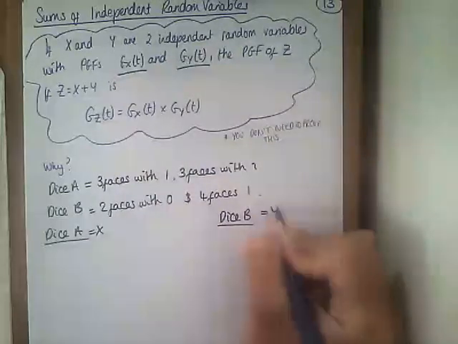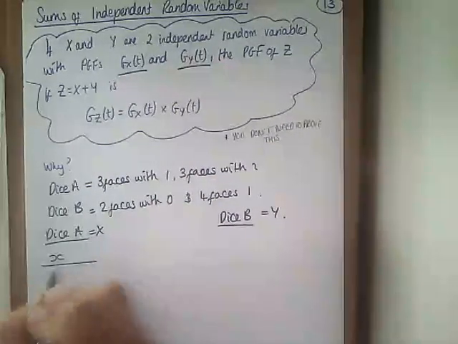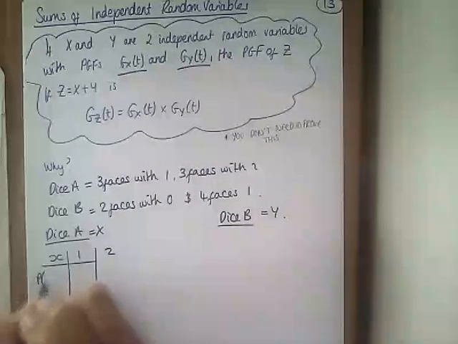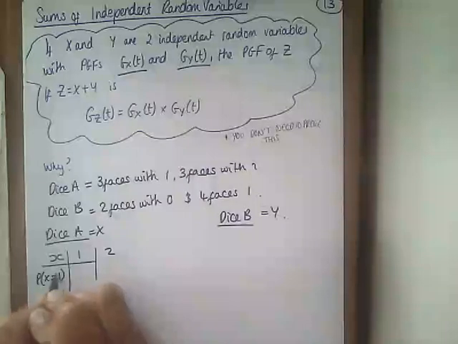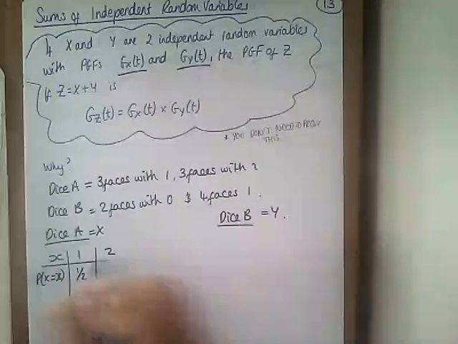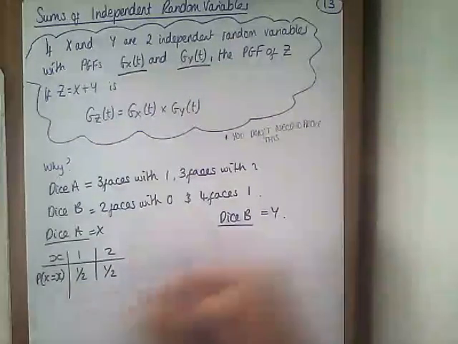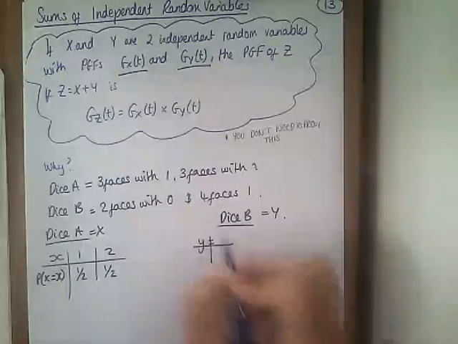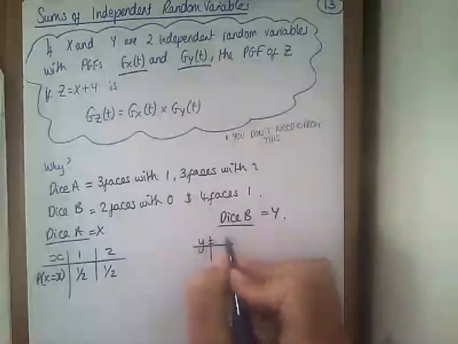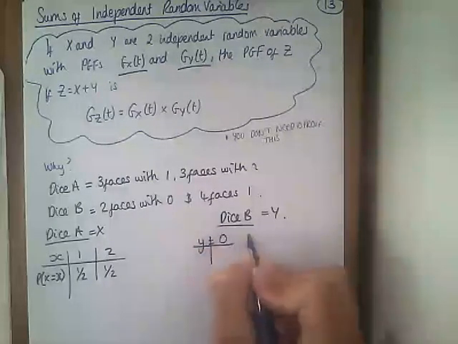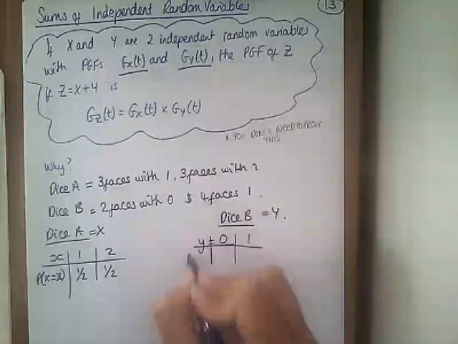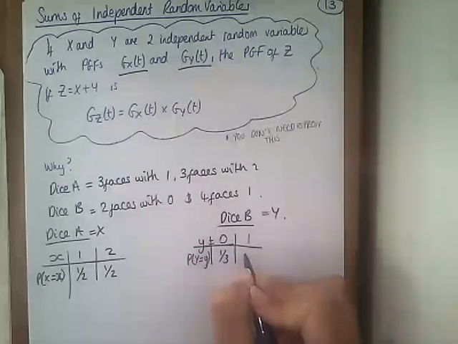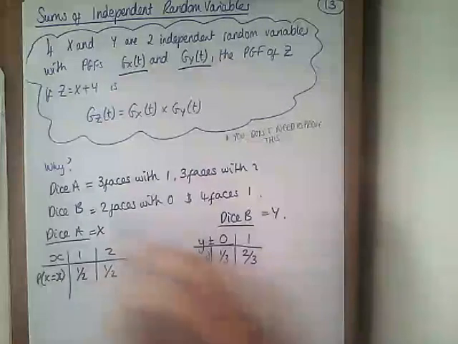If we think about their individual probability mass functions, for X, when I roll this dice I can either get a 1 or a 2, and the probability that I get a 1 is a half, and the probability I get a 2 is a half. Then for dice Y, when I roll dice B, I can either get a 0 or a 1. The probability of getting a 0 is a third, and the probability of getting a 1 is 2/3, because it would be 2/6 and 4/6.